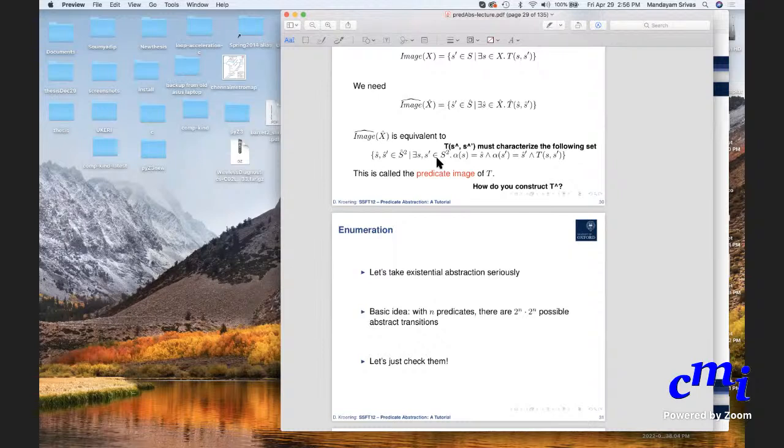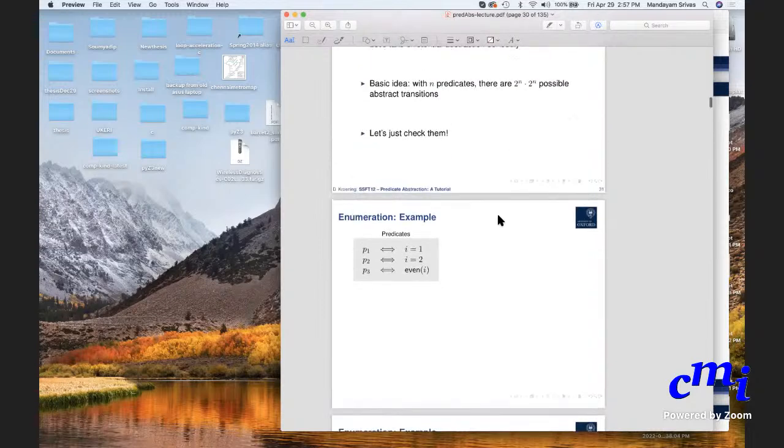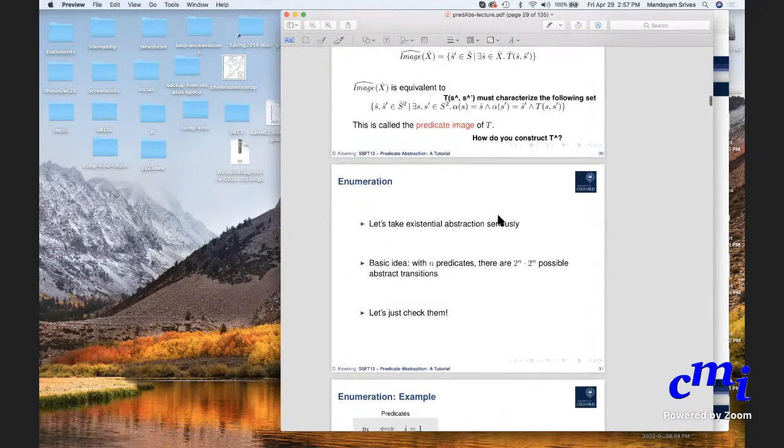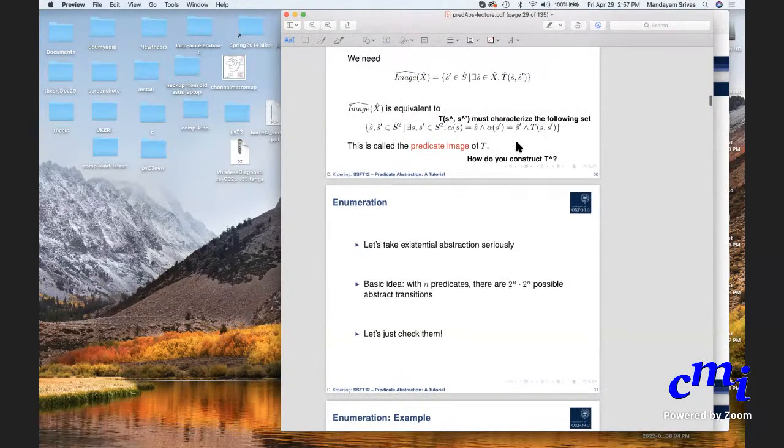So you want to exploit the fact that we only have a finite set of predicates over which I want to compute the transition relation. One way to do this is how most tools that use predicate abstraction do it. Now I'll answer the question that I deferred.